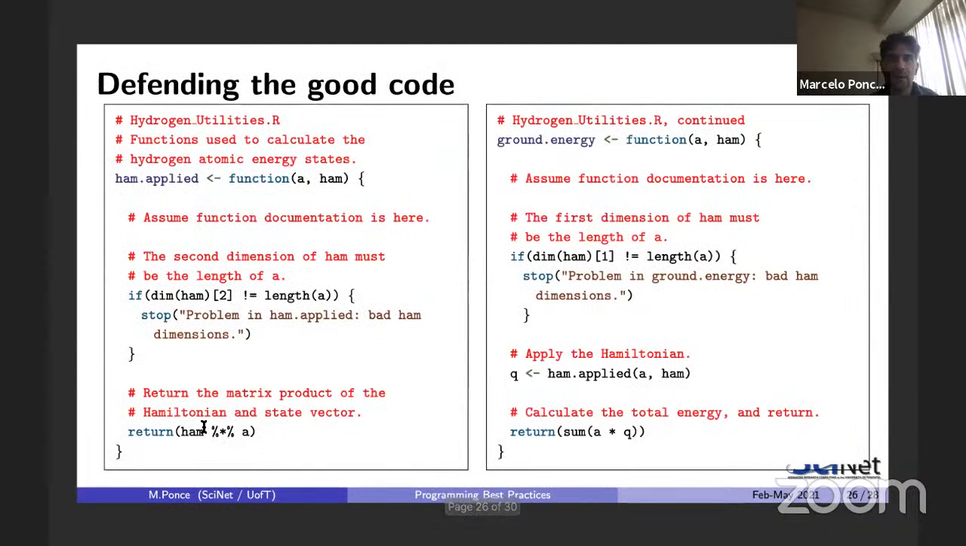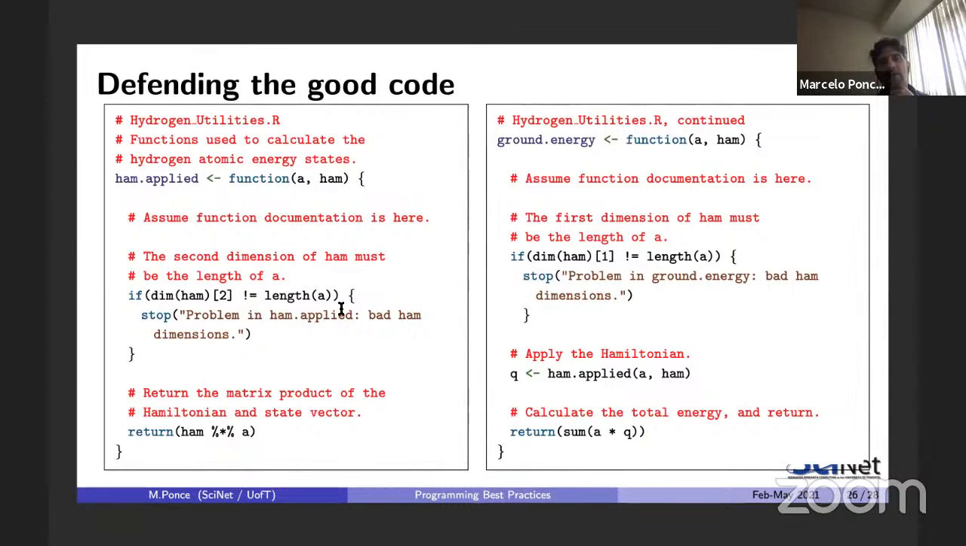So let's take a look at how we can do defensive programming in the functions that we have. For instance, in the Hamiltonian apply function, we have the vector and the matrix, and we know that they need to match. So the second dimension of the matrix has to match the length of the vector so that the matrix vector multiplication can be done properly. If they don't match, the matrix vector multiplication doesn't make any sense, okay? And that's exactly what we are doing here.